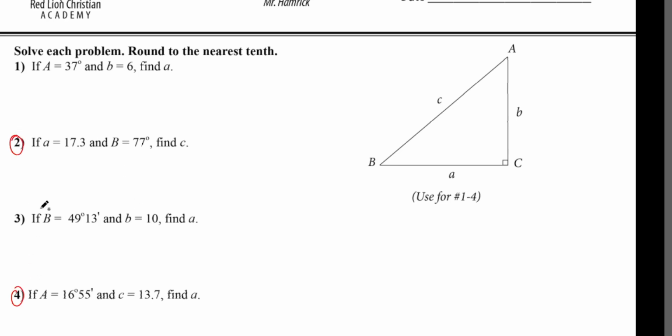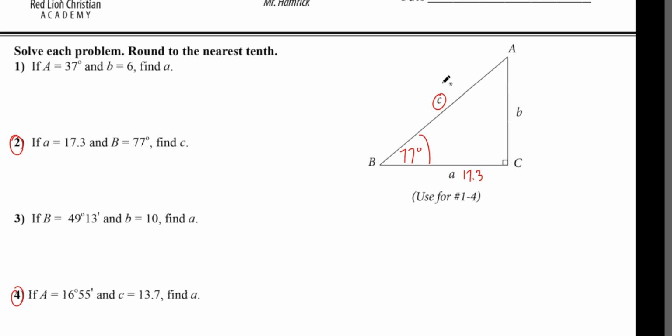All right, so A is 17.3. Angle B is 77 degrees. And find C. So we're looking for that. And that's all we got to find. We don't have to find everything. We just got to find that. So let's use this angle right here. They give us the adjacent side to that angle, and you want to find the hypotenuse.